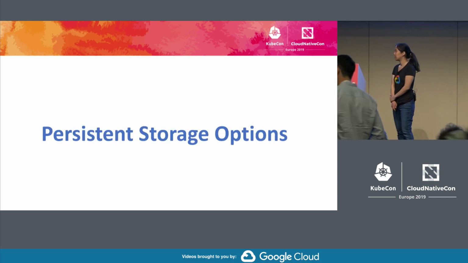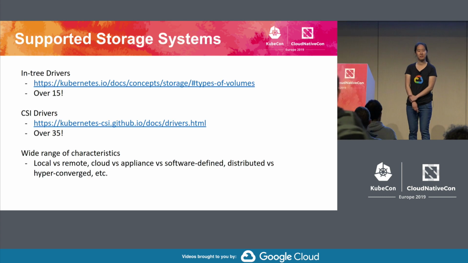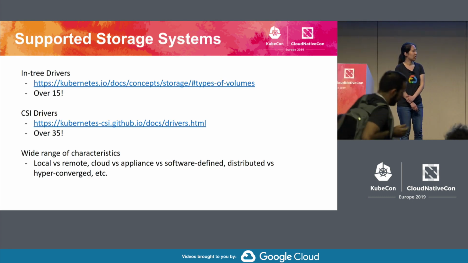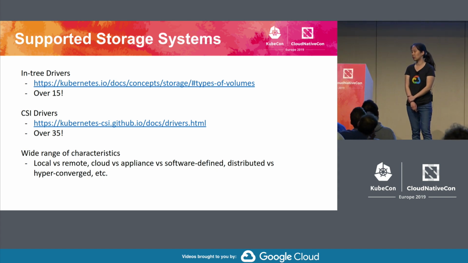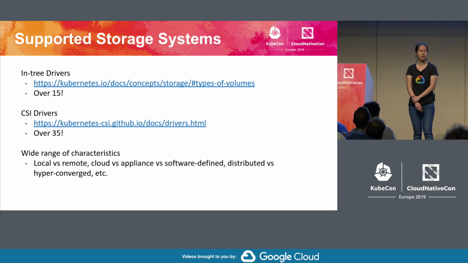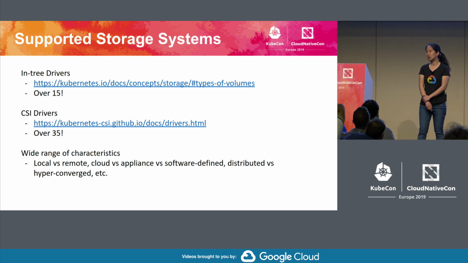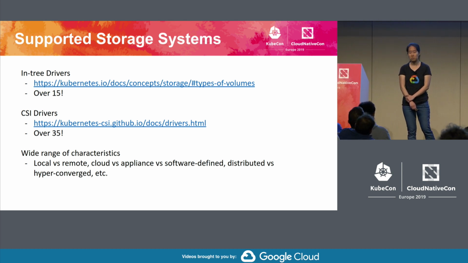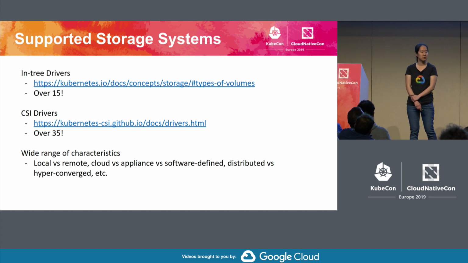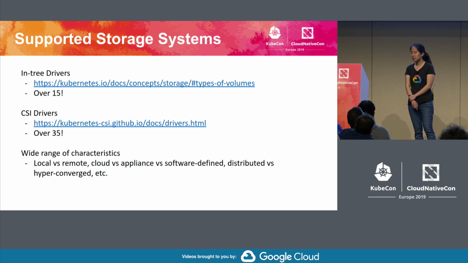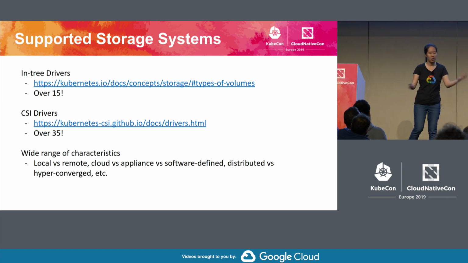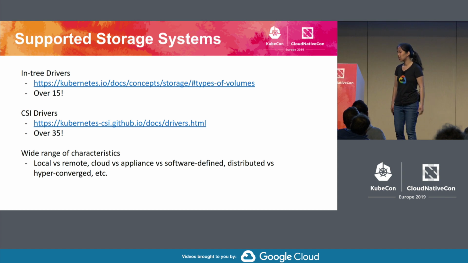So let's dive right into what we support in Kubernetes today. There are a lot of options available to you. We have over 15 in-tree storage drivers and over 35 CSI drivers, and the count keeps on increasing. These drivers interface with a wide variety of different storage systems, ranging from local to remote storage, cloud services to network appliances, software-defined storage systems, distributed systems, hyperconverged systems, the list goes on.